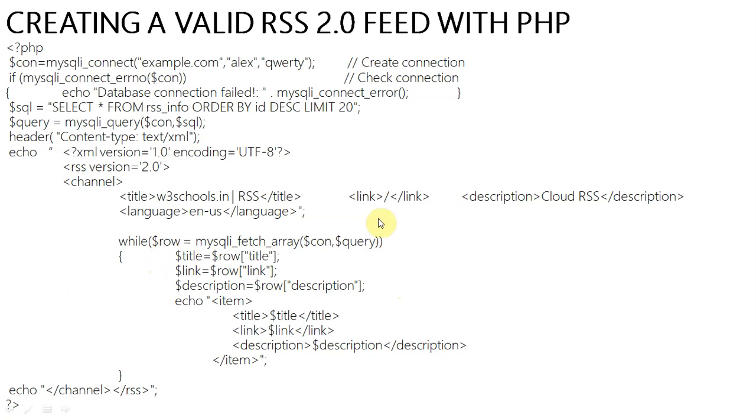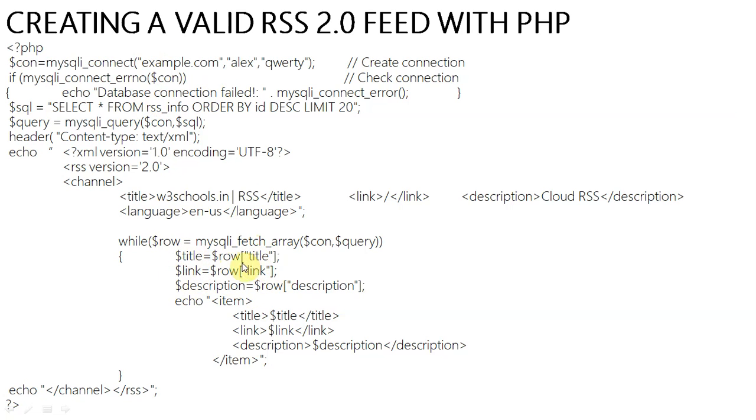Row is a reference to running this query. Fetch array we have used here. Fetch array means it will fetch and store the result in the row array, and from the title position of the row we will collect the data and transfer it to the title variable, and from the link position we will transfer it to the link variable. So we have link and title variables in this PHP.